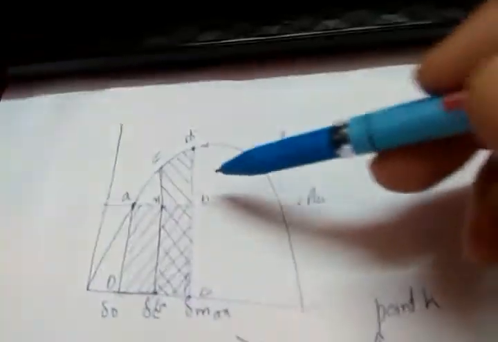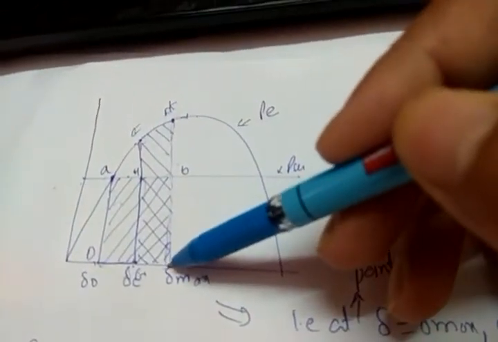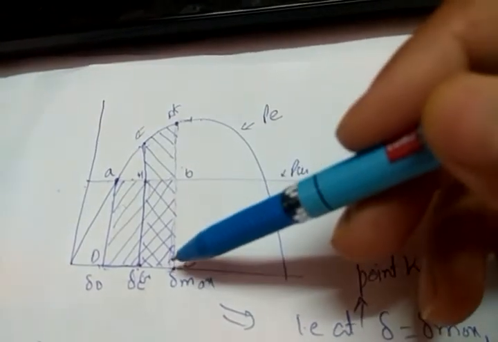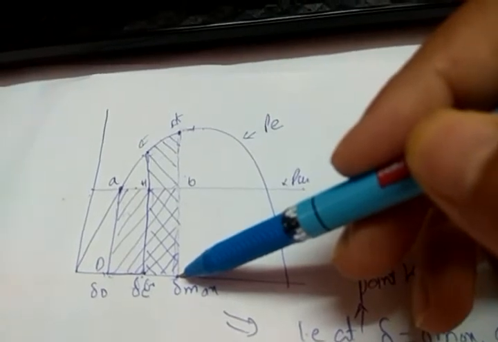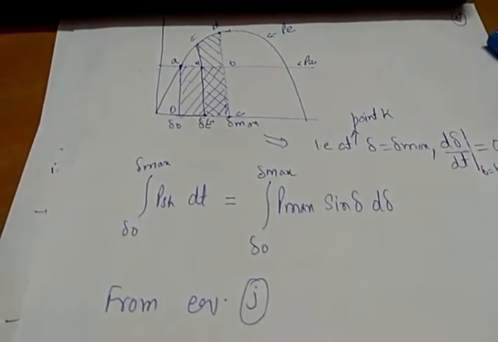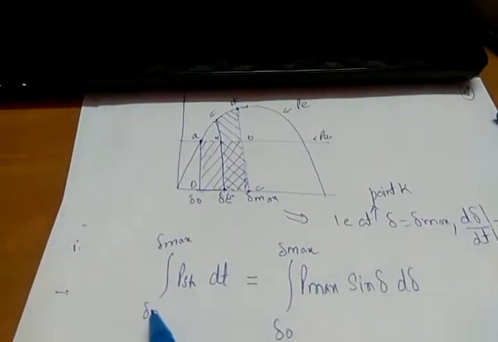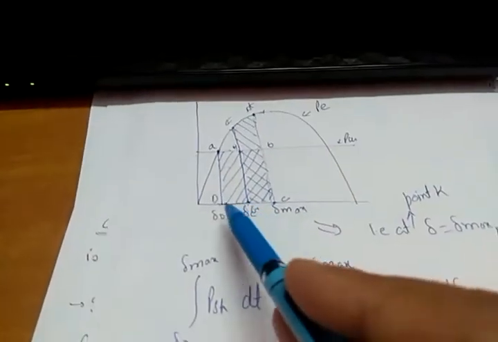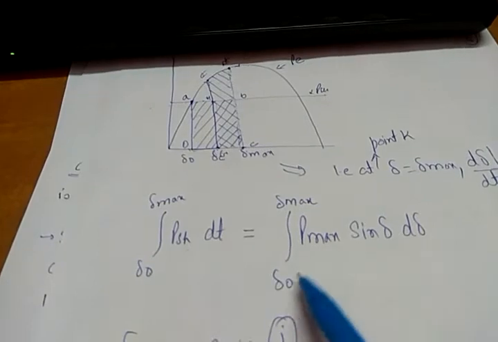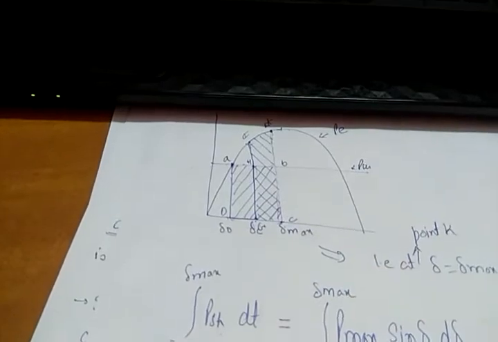So I am saying that at any point K, where delta is equal to delta max, d delta by dt is equal to 0. And where d delta by dt is 0, we will say it is the maximum value that delta can reach. So in the previous equation, where I said the area made by the two powers, I am now calculating the integral of P shaft dt from delta naught to delta max, which should be equal to the area made by the electrical power from delta naught to delta max.